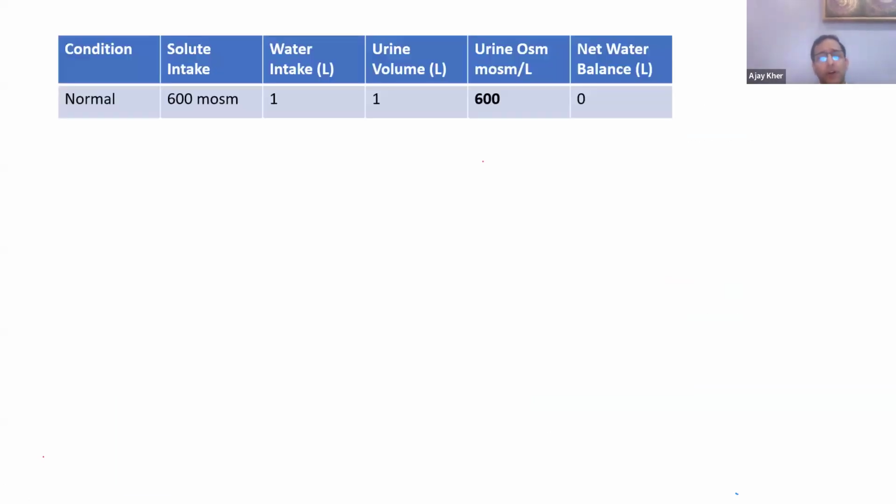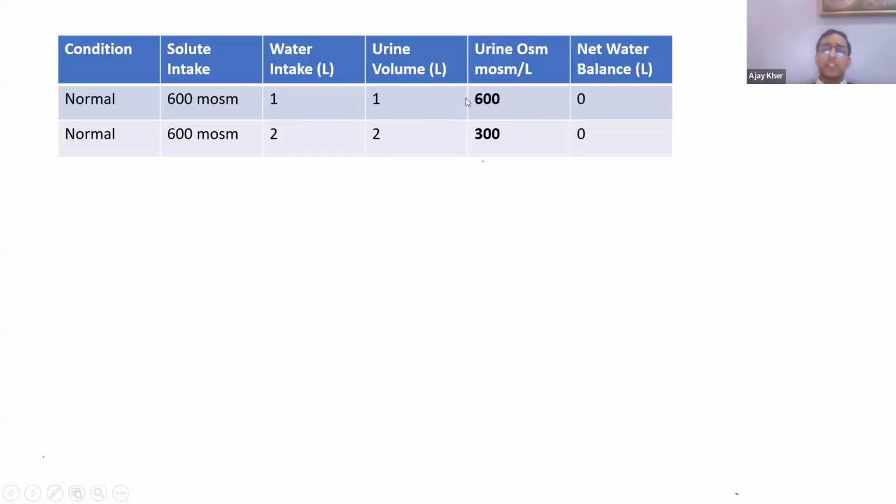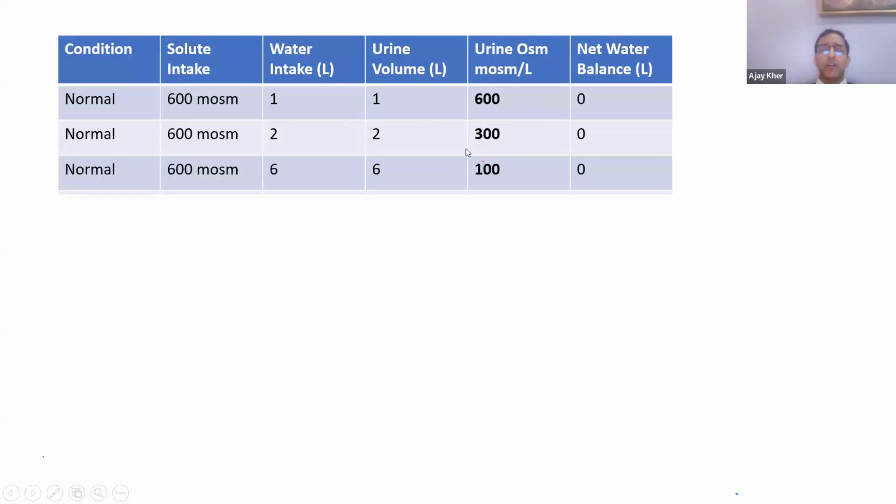Another aspect of intake is, as we talked about, solute intake. And this is important when we talk about SIADH and how to treat those. So we'll come back to this. This is the same example of intake. Solute intake is 600 osms. You're taking 1 liter, body ADH goes up and down to adjust and puts out urine at 600. If you take 2 liters, osmolarity will go down to 300. You take 6, it's 100.